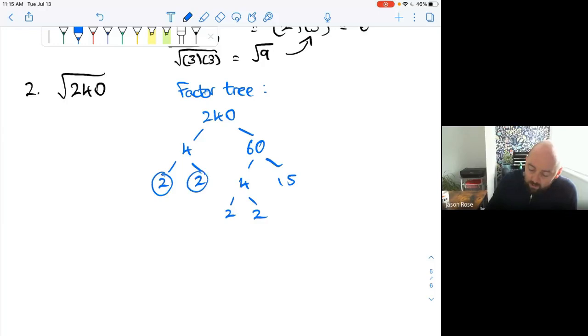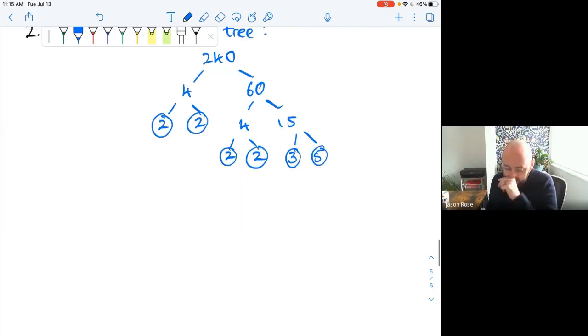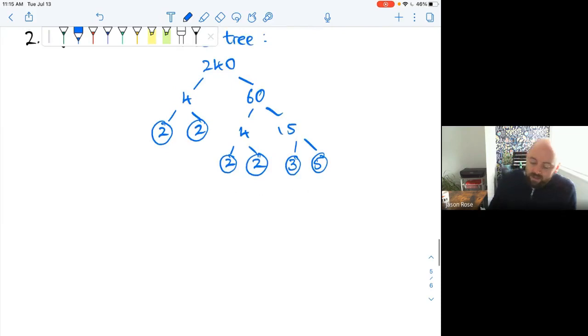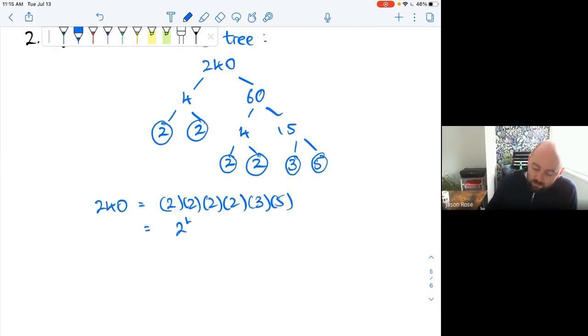Once you've gotten down to a prime number, you can stop. And 2 factors of 15. Well, there's only one option. 3 and 5 is what it's going to be. Thanks, Jamal. Okay, so what I can say from this, I've now got the prime factorization of 240. It's 2 times 2 times 2 times 2 times 3 times 5, or if you like, 2 to the 4 times 3 times 5.